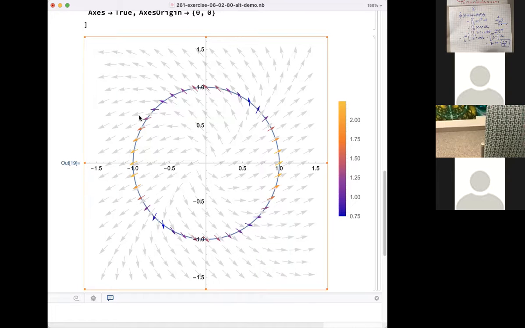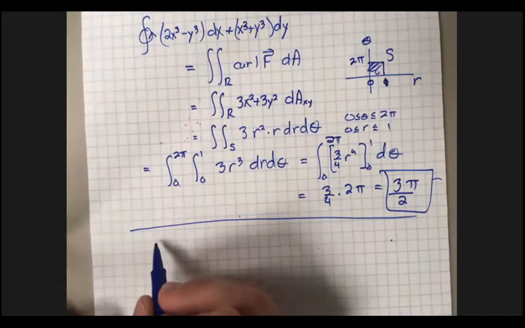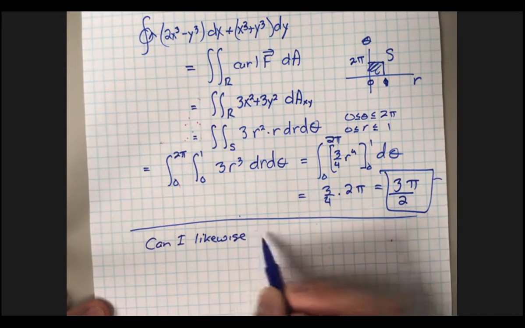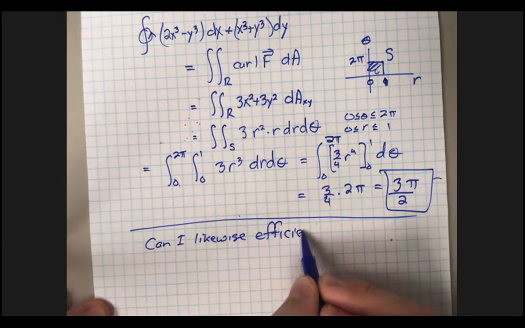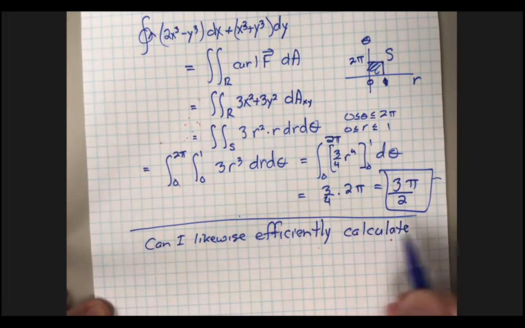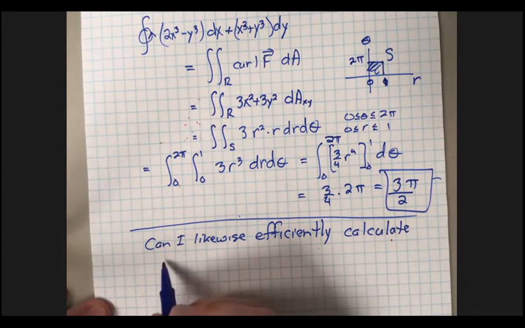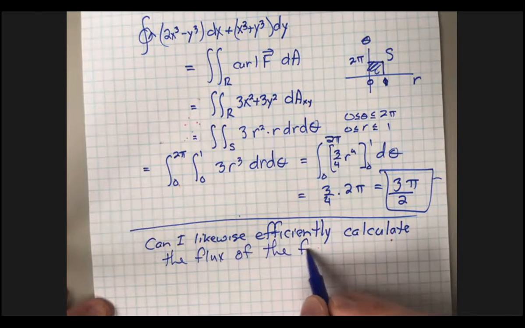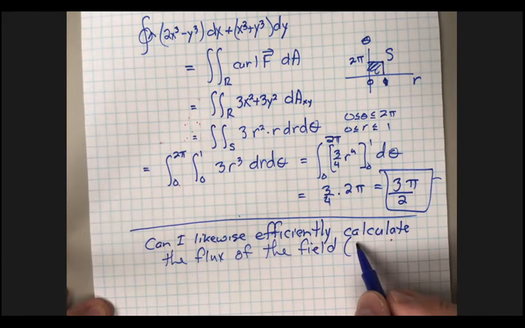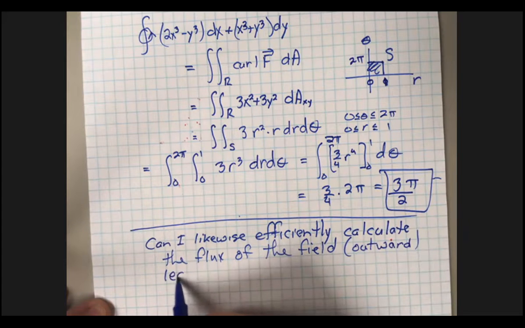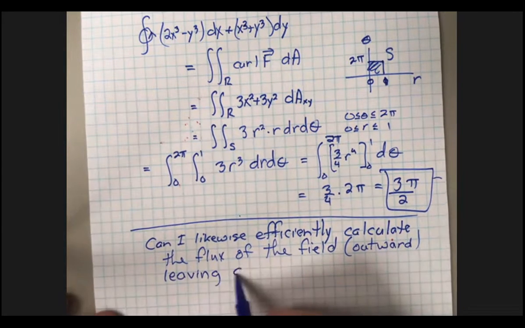Can I calculate likewise? I'll go back to my paper and I'll come back to this drawing. Can I likewise efficiently calculate the portion of the field that's leaving that simple closed curve? Outward, leaving a simple closed curve.